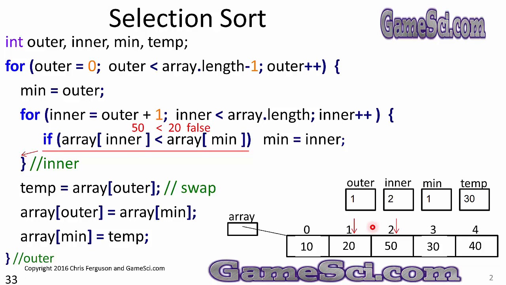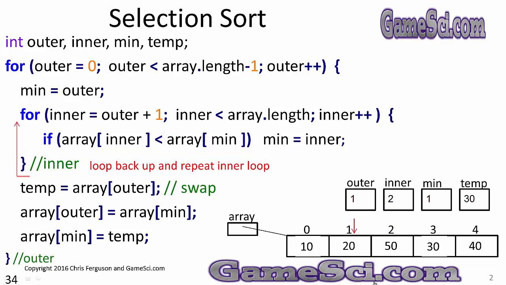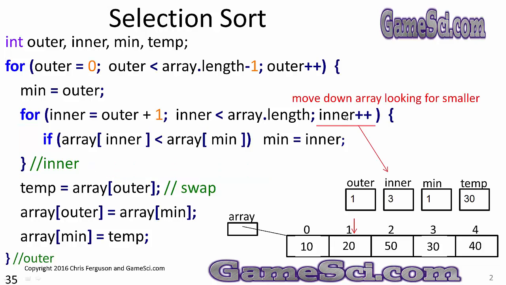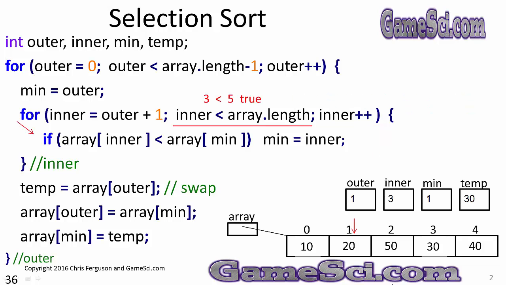Comparing the 50 less than 20, that is clearly a false statement. When I compare these two numbers, 50 is not less than 20, so we will skip the if portion, hit the end of the loop, loop back up and repeat the loop. Inner plus plus will move down the array looking for a smaller value. Let's look at position 3 and see if it's smaller. 3 less than 5 is a true statement, so going into the body of the loop. 30 less than 20 is a false statement.